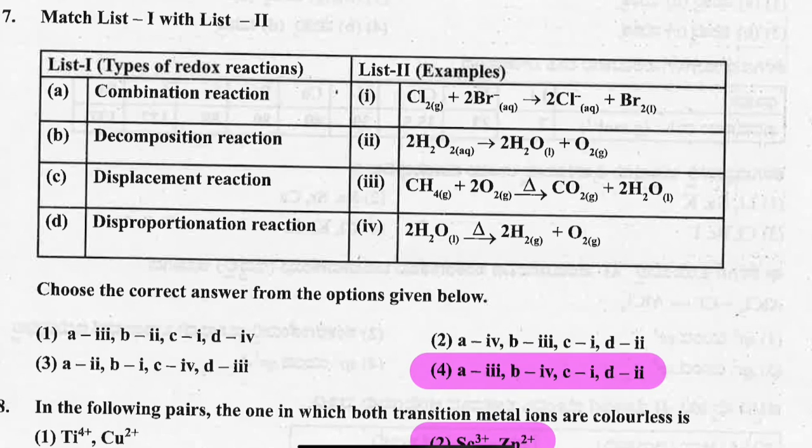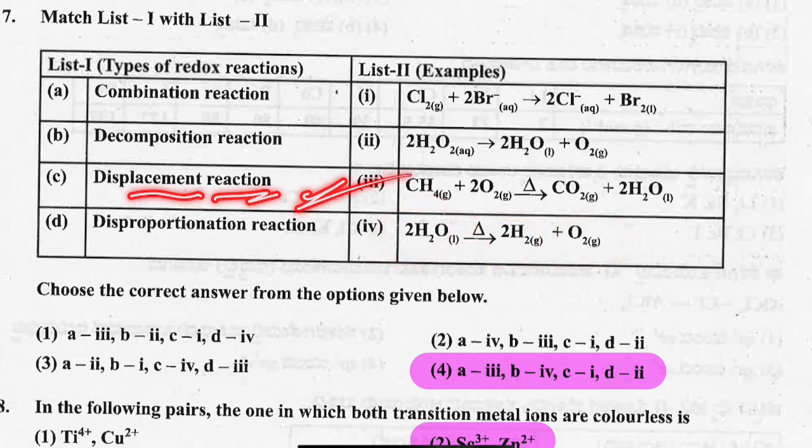So here again match. Here, combination reaction. You know that combination reaction means two or more molecules will be combining together to form a product. So you can see two or more molecules are combining together to form a product. Decomposition means one molecule will be breaking to form two or more products. So here you can see one is breaking to form two or more products.